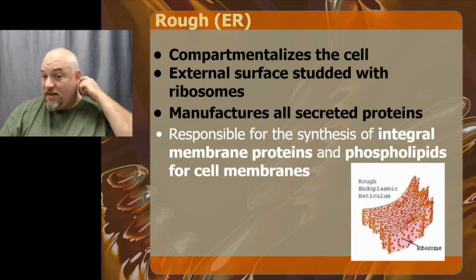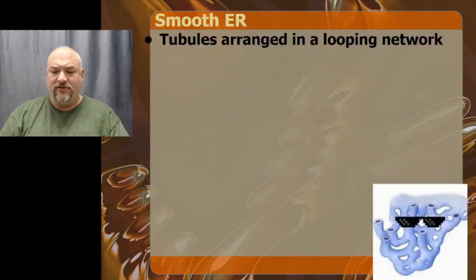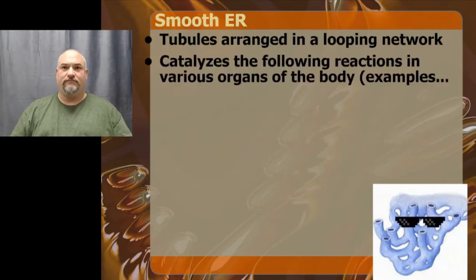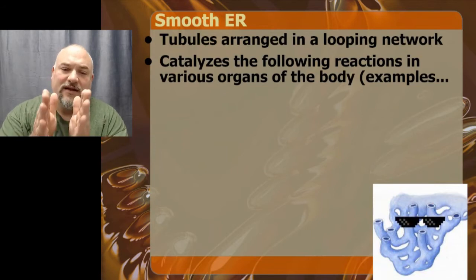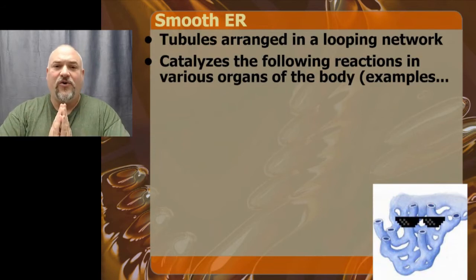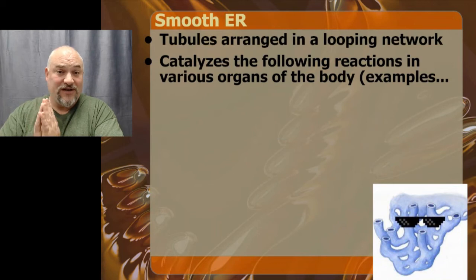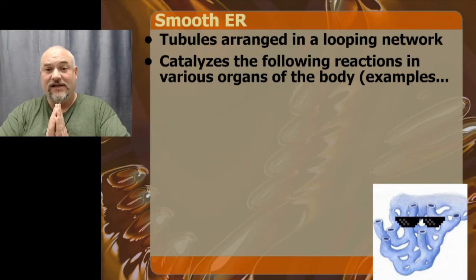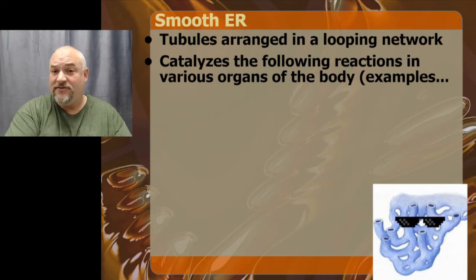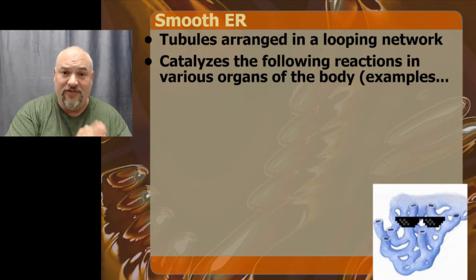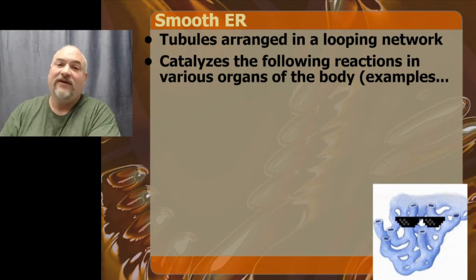The smooth ER, these are tubules arranged in kind of a looping network, and they catalyze or speed up the following reactions in various organs of the body. Lots of different things. Now, for AP Bio, you don't need to know all the different specific things they do in different specialized cells. Because if we're looking at the smooth ER in bone cells, osteocytes, they do different things than the smooth ER in liver cells.